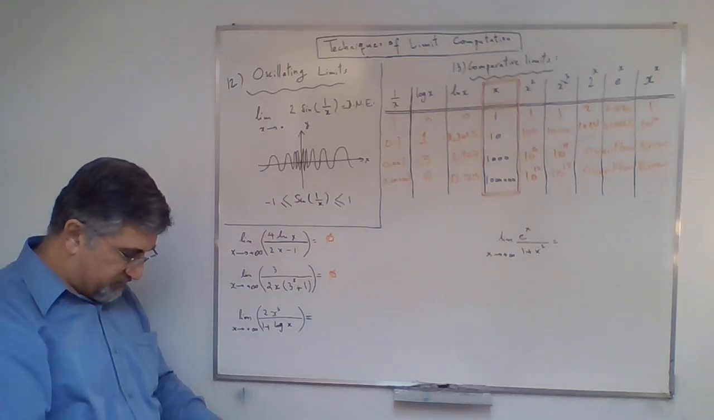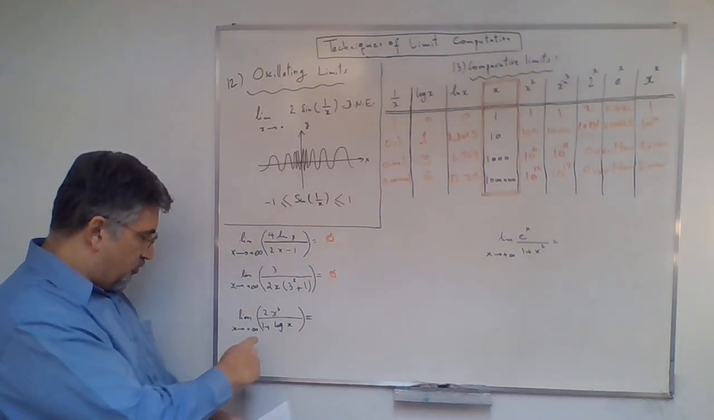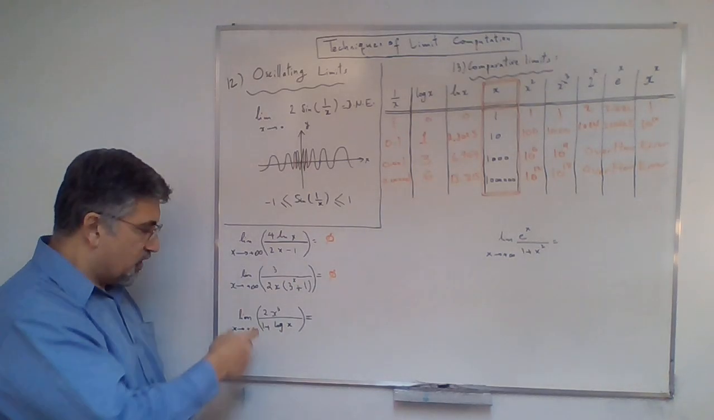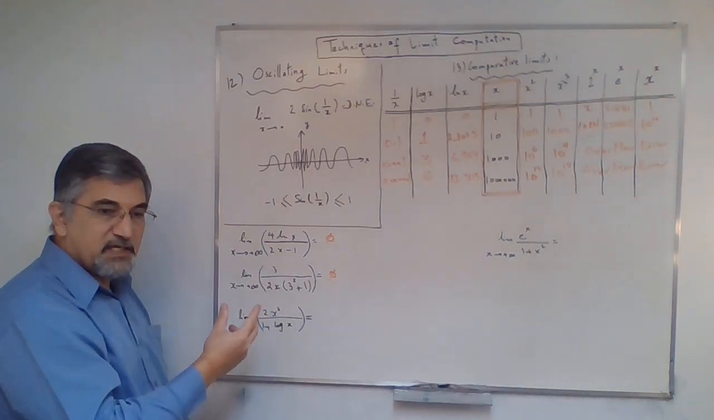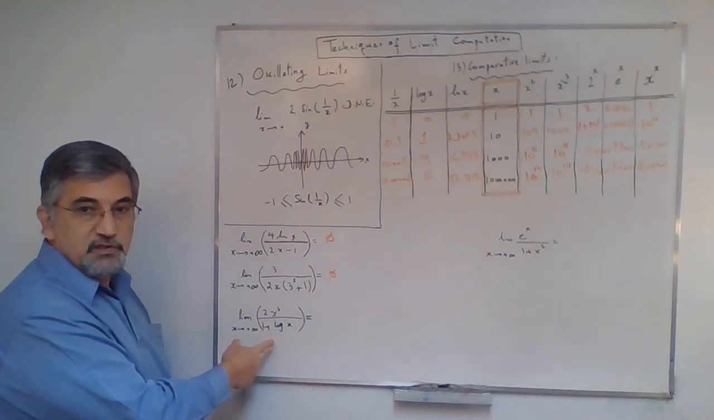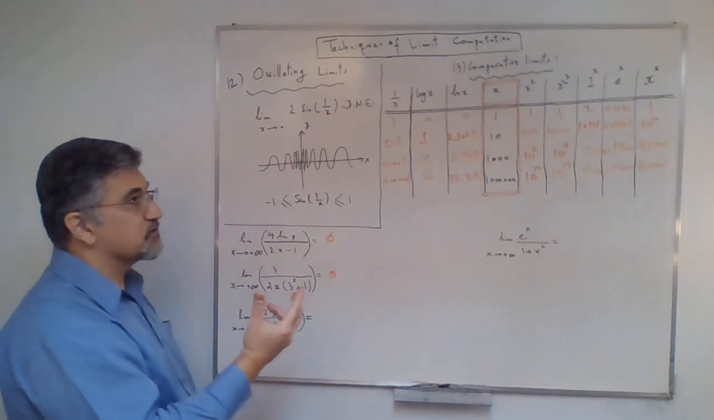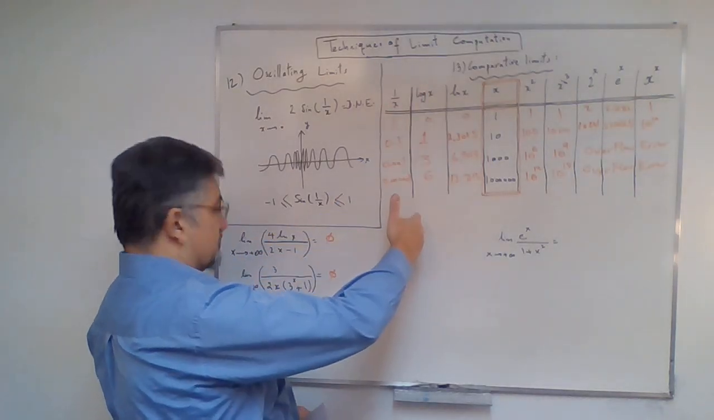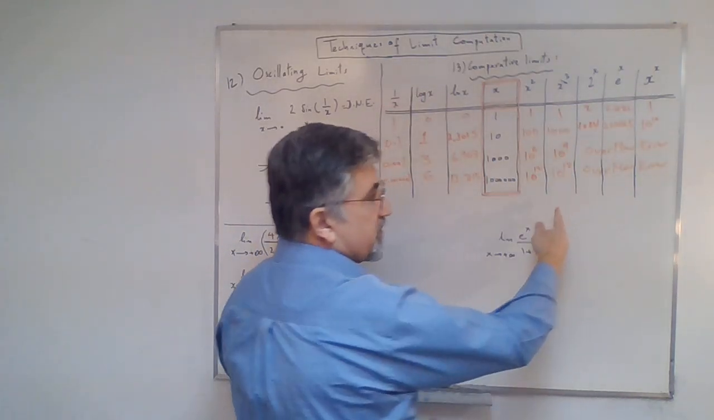In the next question, we have 2x cubed in the numerator, 1 plus log x in the denominator. So you see that the numerator has a cubic function nature. The denominator has a logarithmic function nature. So in this column, log x, and x cubed over there, compare.